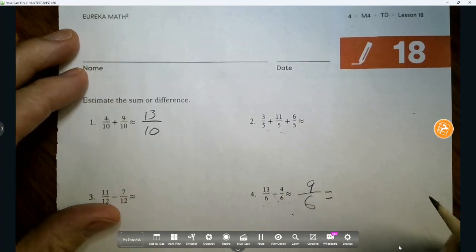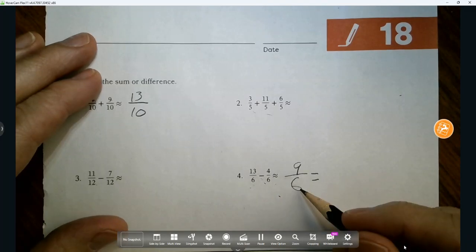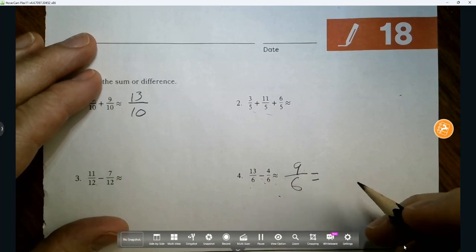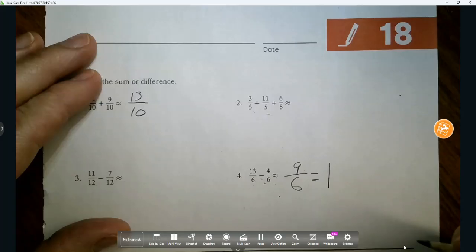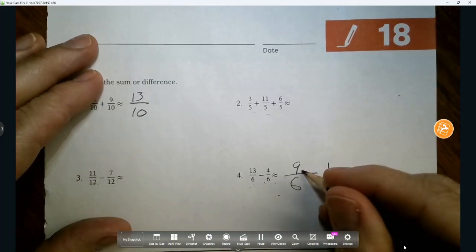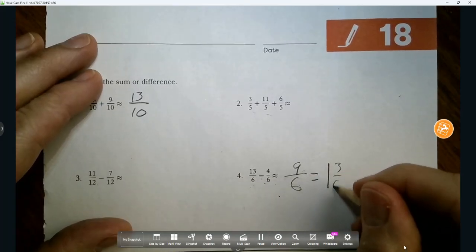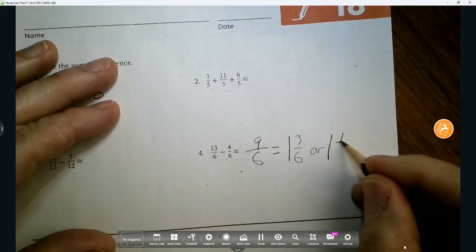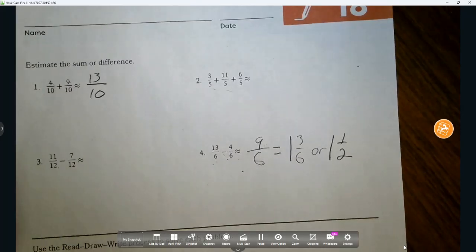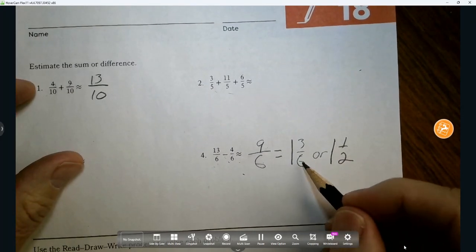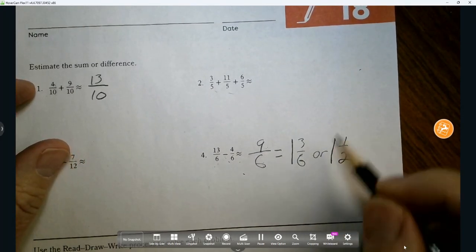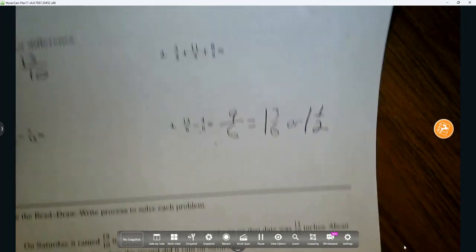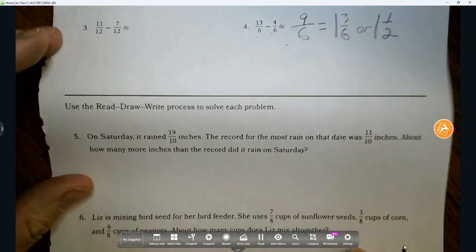But impress your teacher. Go one step further. How many times can 6 go into 9? 1. And then that leaves us 3 sixths left, right? Or it's 1 and 1/2, because 3 is half of 6. That'll really impress your teacher. Put that one on there. Make them happy.